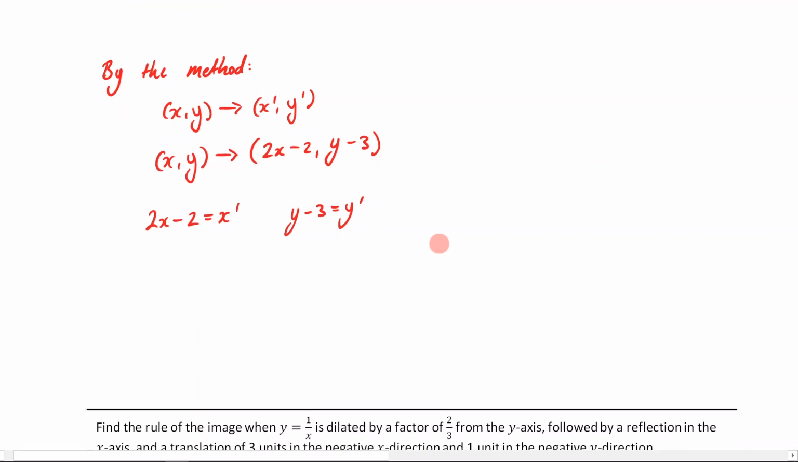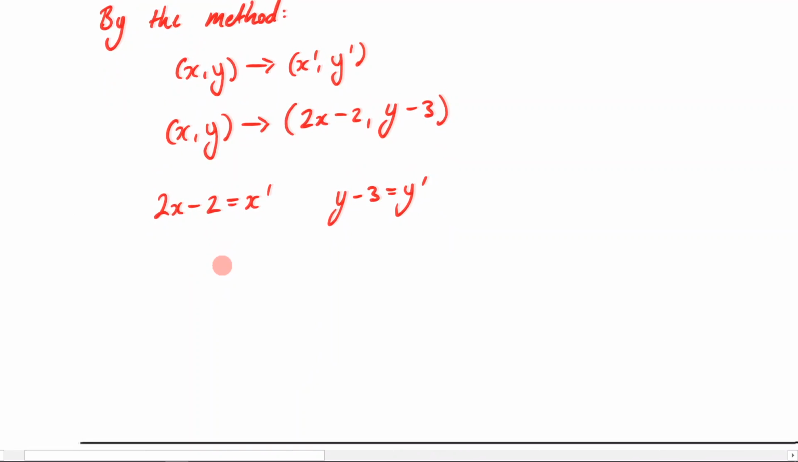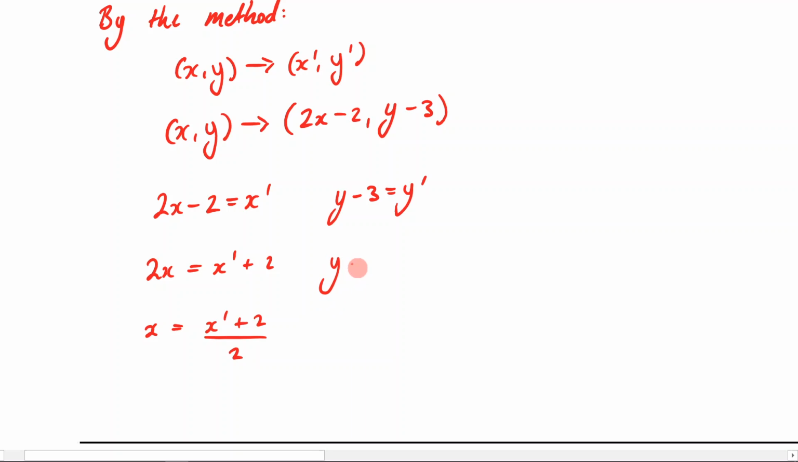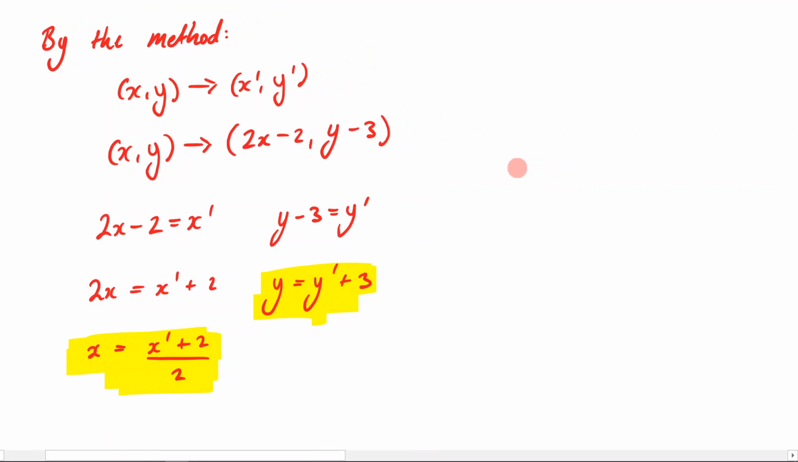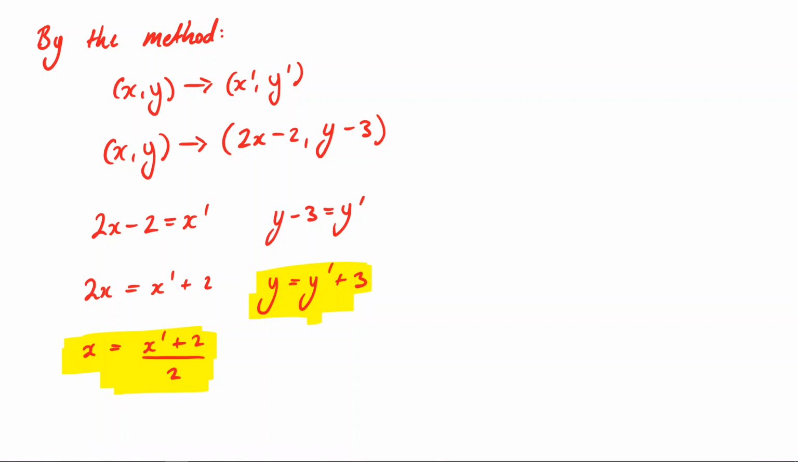Now we're going to rearrange these for x and y. So that means I'm going to end up with 2x equals x dash plus 2. x is going to be equal to x dash plus 2 over 2. And then on this side, I'm going to end up with y is equal to y dash plus 3. So these 2 equations I have just created are very important because they're going to be what I substitute into my original equation I was given.